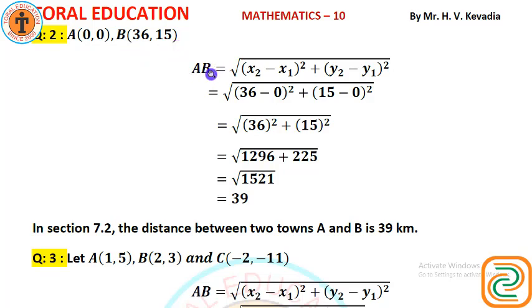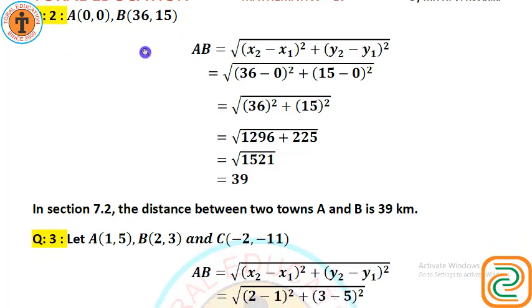Here again we have to use the distance formula. AB equals root x2 minus x1 whole square plus y2 minus y1 whole square. x2 that is 36 minus 0 whole square and 15 minus 0 whole square. 36 square and 15 square, that is 1296 and 225. If we add both of them, 1521, the root of which equals 39. Right? In section 7.2, the distance between two towns A and B is 39 km because the points are the same.